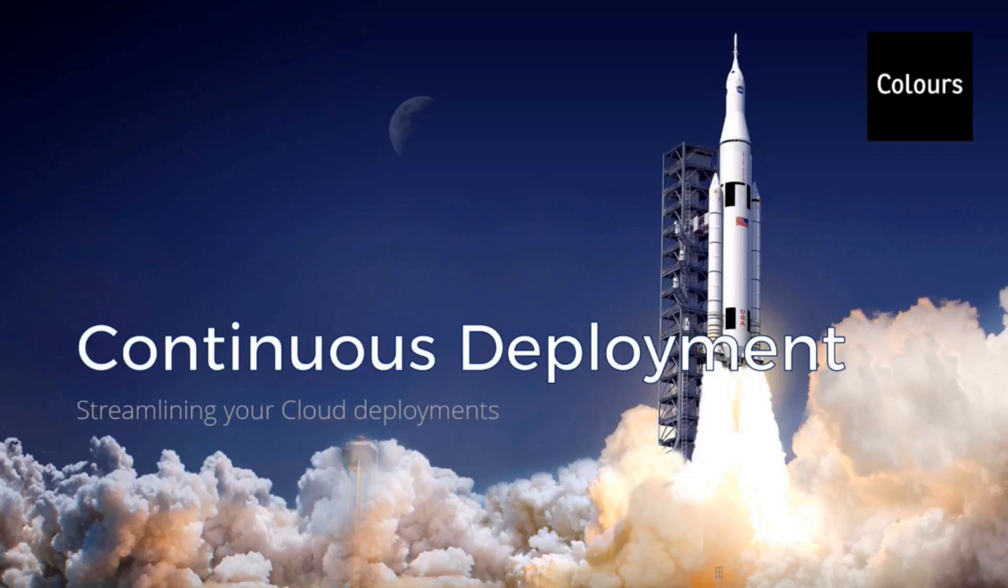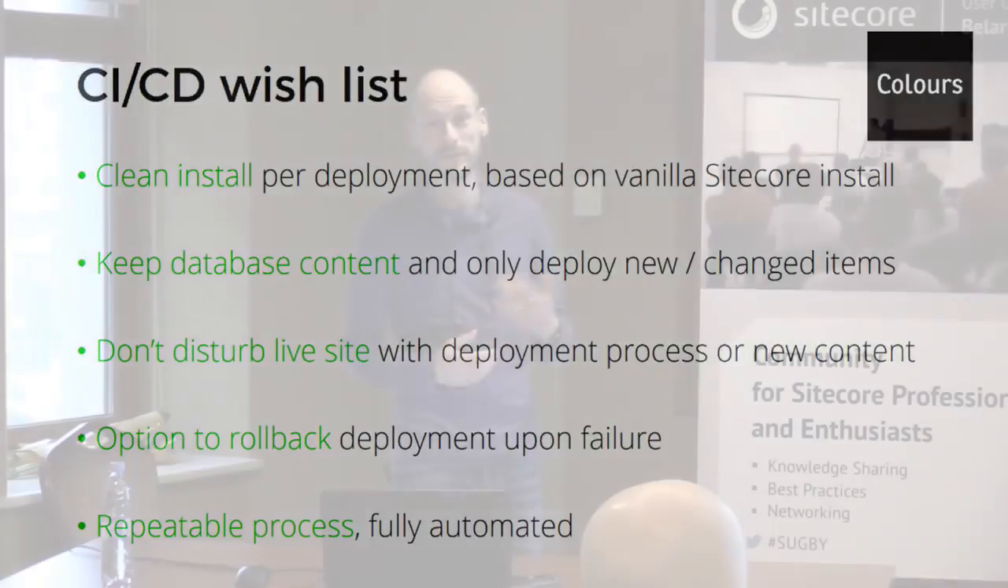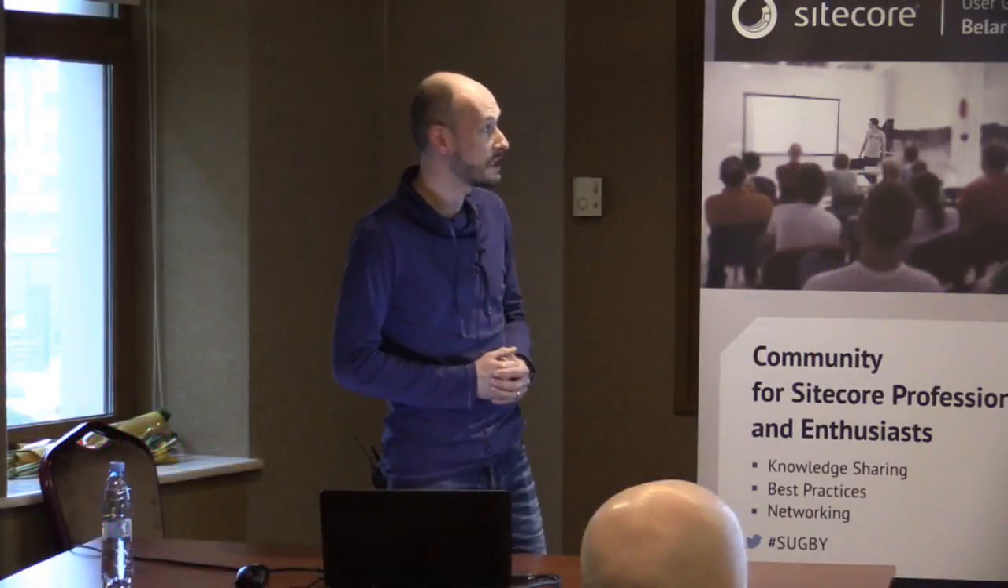So, how to streamline your continuous deployment? Well, I've made a small wish list. I want to clean install every deployment based on a vanilla Sitecore install. So every time I deploy, I want a clean environment, no files from previous deployments. Because if I remove a config file, I don't want it to be on the new deployment as well, and deploying via web deploy regularly only places new files. So I want a clean install.